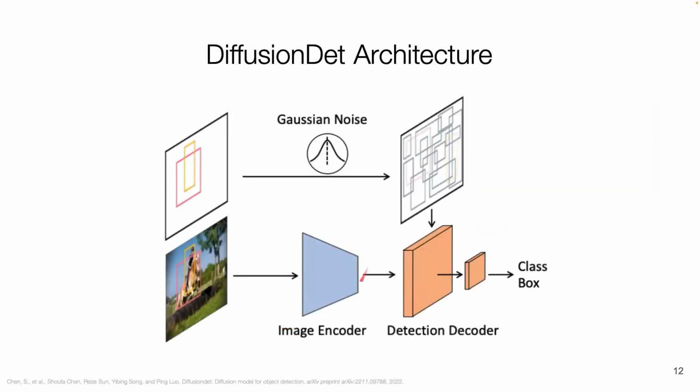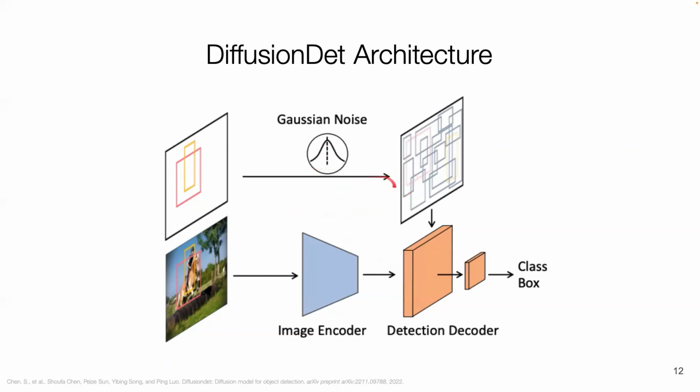So here is the general architecture of DiffusionDet. Here you see the input image paired with its ground truth bounding boxes. The input image is fed into the image encoder to extract the high level features and then fed to the detection decoder.